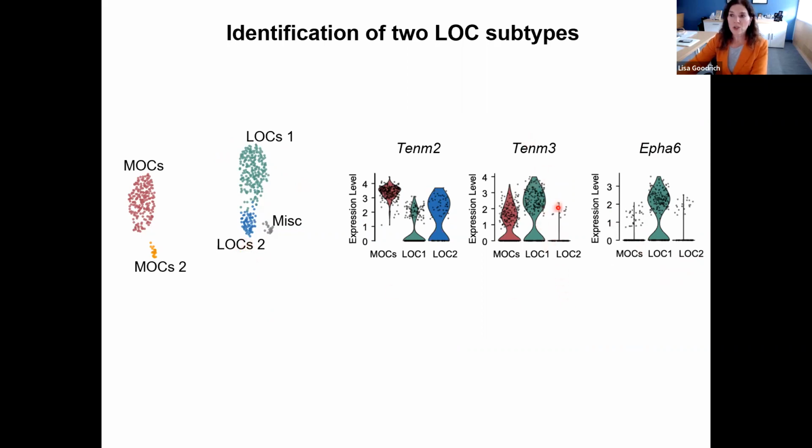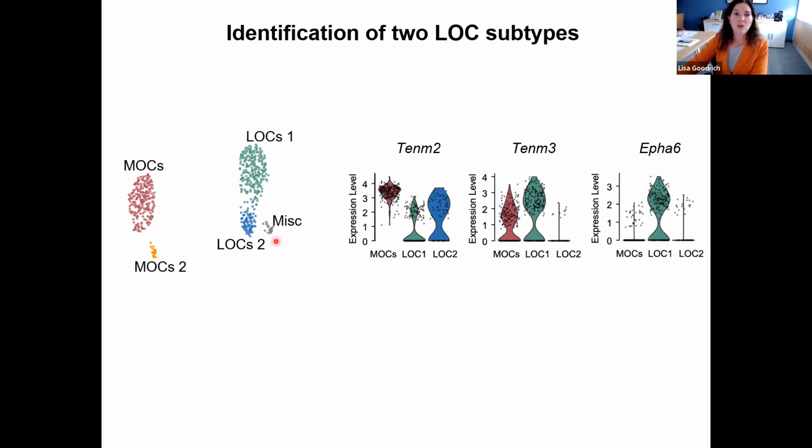Likewise, we see differential expression of tenurin 3. This is very common and has actually been reported by Leach and Lowe as a very good indicator of cell type, right? That you have different transcription factors and adhesion molecules. So this makes us think that these are probably really different types of LOCs. So what would you imagine different types of LOCs could do?